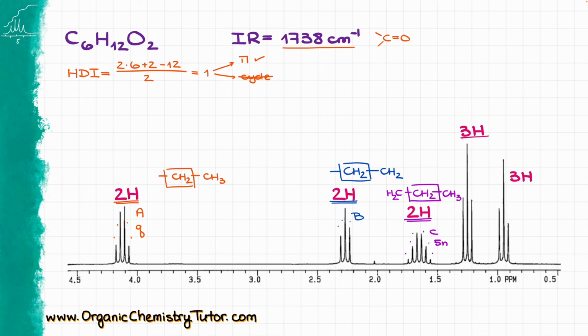Now, next signal, we have 3 hydrogens, so that is likely a CH3 group. And since that CH3 group is 1, 2, 3, that is a triplet. That means that we have 2 neighbors, so that CH3 must be next to a CH2. And finally, we have one more 3 hydrogen signal, so that is again likely a CH3 group, and since that is 1, 2, 3, a triplet, that CH3 is again going to be next to a CH2 group like that.